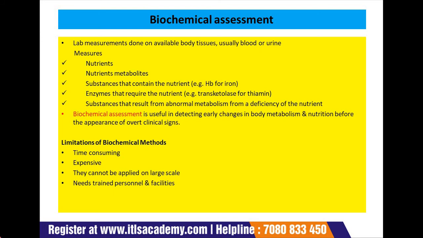Next we will talk about the other direct method, which is biochemical assessment. Biochemical assessment means checking the level of nutrition in a person's blood, urine or stool. Lab test results can give trained medical professionals useful information about medical problems that may affect appetite or nutritional status. Lab measurements are done on available body tissues, usually blood or urine.